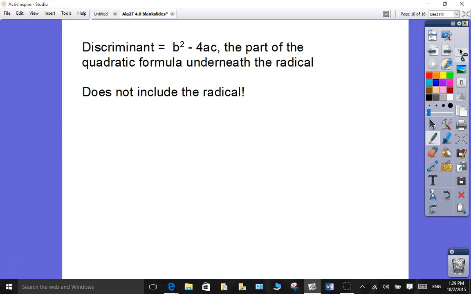And that has a name, right? It's called the discriminant. The discriminant is b squared minus 4ac. It does not include the radical itself, so don't take the square root of it. We'll just be calculating b squared minus 4ac.